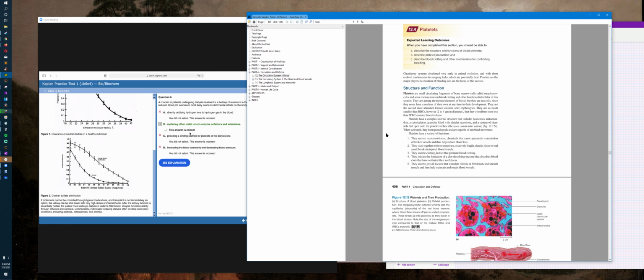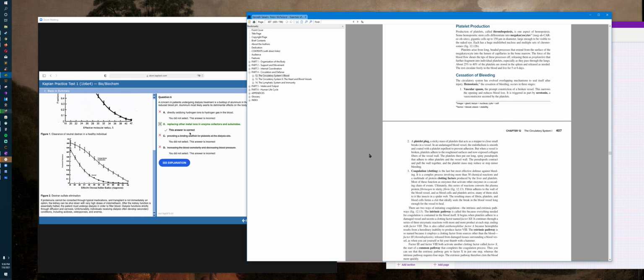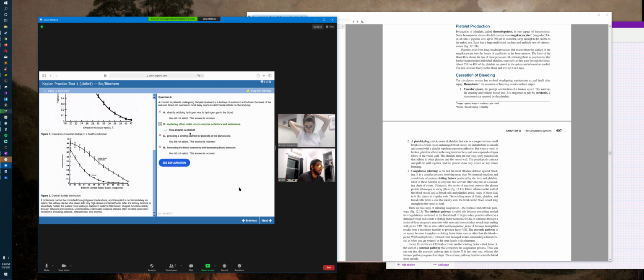So I don't know what that means, so I guess we'll just get rid of that. It doesn't have directly anything to do with that. But directly oxidizing hydrogen ions to hydrogen gas in the blood. Fibrinogen, that's what it was called. Sorry. Directly oxidizing hydrogen ions to hydrogen gas in the blood. Hydrogen ions aren't going to get oxidized, will they?